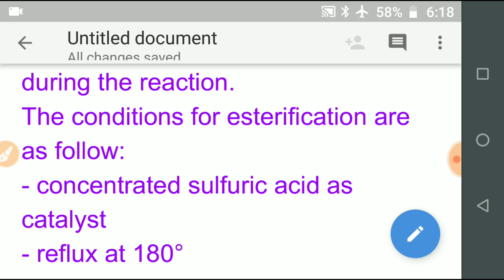This reaction is called esterification. Esterification means formation of esters and water by the reaction of an acid and an alcohol. Ethanoic acid reacts with absolute ethanol in the presence of H2SO4 as a catalyst to give an ester. So this is about esters.